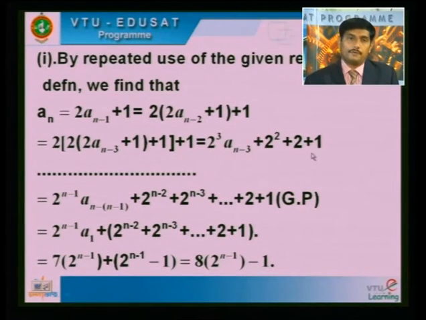If we go in a similar way, the (n-1)th term becomes 2^{n-1} a_1 plus 2^{n-2} plus 2^{n-3} plus, and so on, plus 2 plus 1.